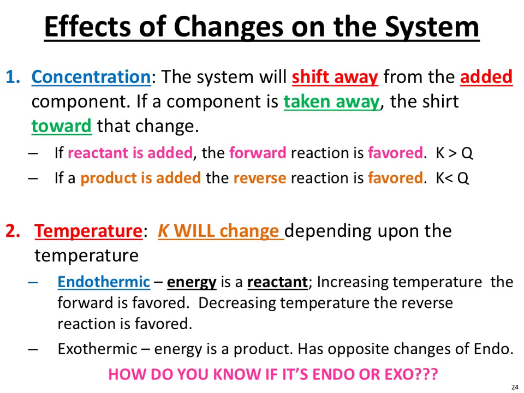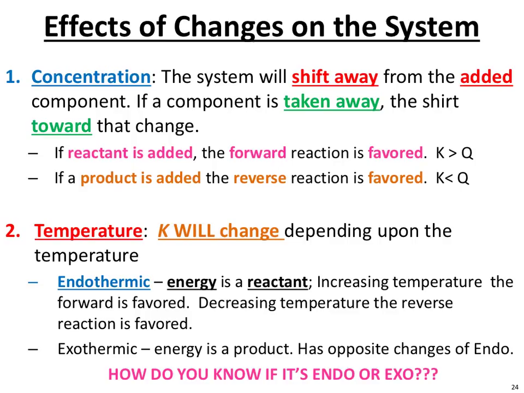So those are these. The concentration is very simple. If a component is added, we shift away from the addition. If a component is taken away, we shift towards it. We know all that. Temperature is the big one. What's the only thing that can actually change the value of K? Temperature. So K will change depending upon the temperature.